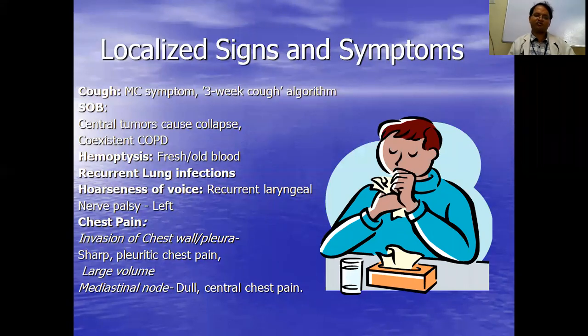Second one is shortness of breath. If the tumor is occupying the central position of the chest or the lung, and if it's causing lobar or lung collapse, that leads to dyspnea or shortness of breath. Not only that, you have to remember that most of the cases of lung cancer occur in smokers. Smokers' lungs are already very weak because of the presence of COPD. COPD causes dyspnea. It's the most common cause of dyspnea.